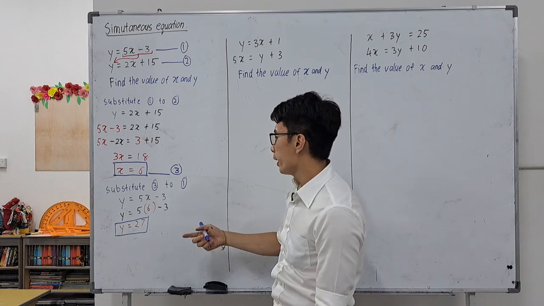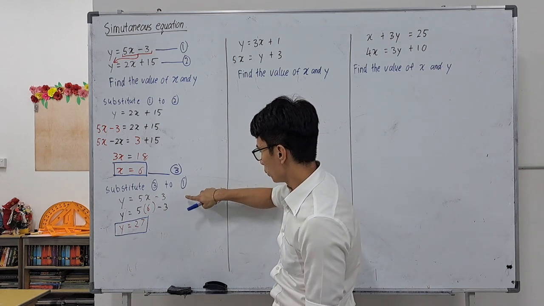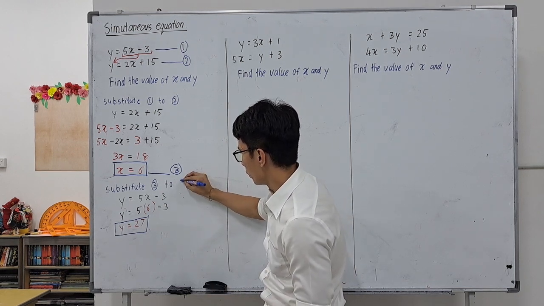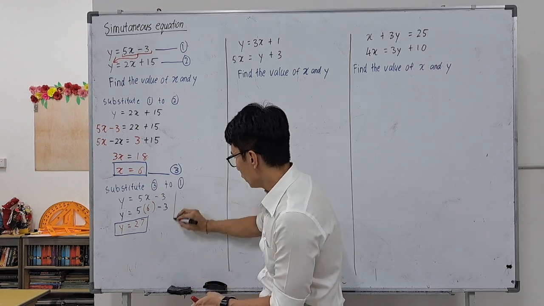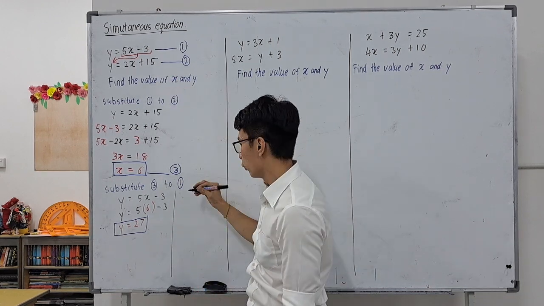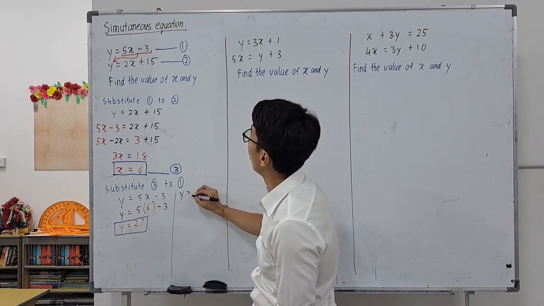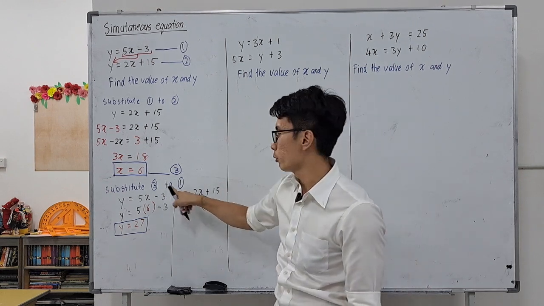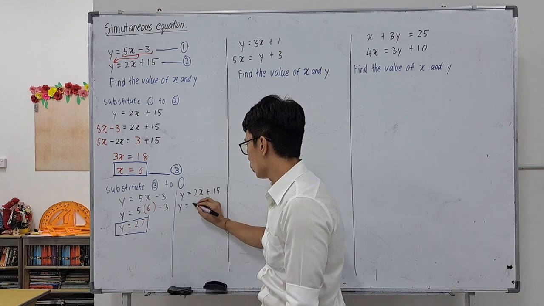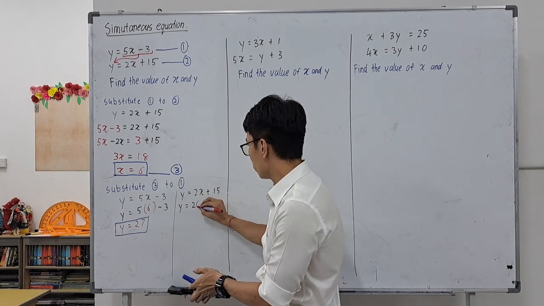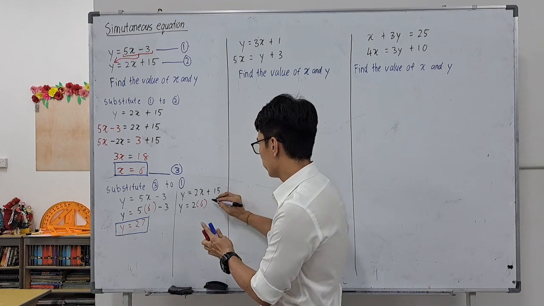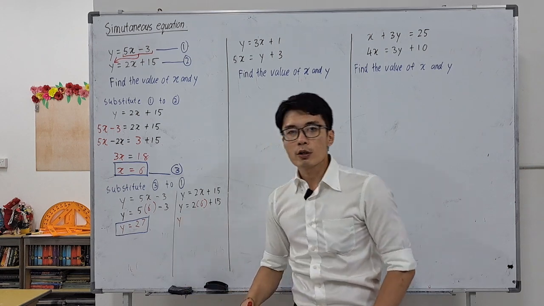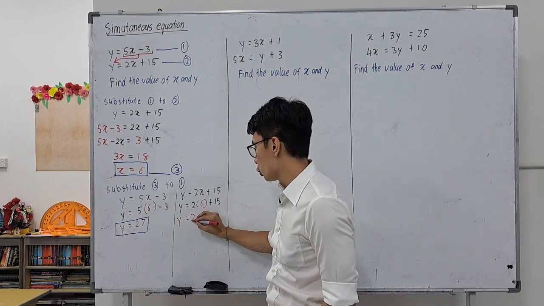Now, just to show you that you will get the same answer if you were to substitute into equation 2. Let's just say over here I substitute into equation 2 instead of 1. So I will get y is equal to 2x plus 15. We already know x is going to be replaced by 6, so y is equal to 2 times 6 plus 15. True enough, 2 times 6 gives me 12, and 12 plus 15 gives me 27 as well.